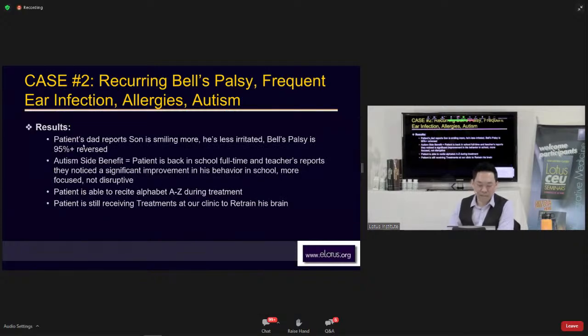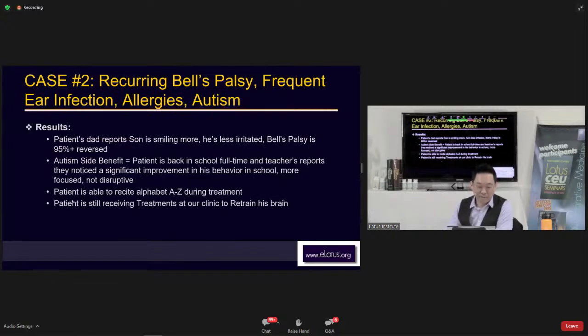So the results: the patient's dad reports his son is smiling more. He's less irritated. Bell's palsy is 95% reversed. Autism side benefit: we weren't even focusing on the autism. We were just focusing on the Bell's palsy. Patient is back in school full time. The teachers report that they noticed a significant improvement in his behavior in school, more focused and not disruptive, right?